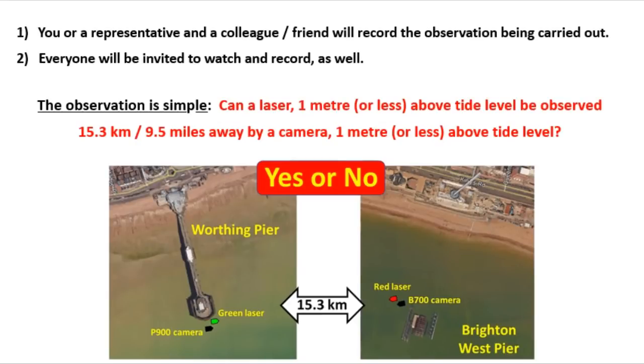You or a representative and a colleague or friend will record the observation being carried out. Everyone will be invited to watch and record as well. The observation is simple. Can a laser 1 meter or less above tide level be observed 15.3 kilometers or 9.5 miles away by a camera 1 meter or less above tide level?